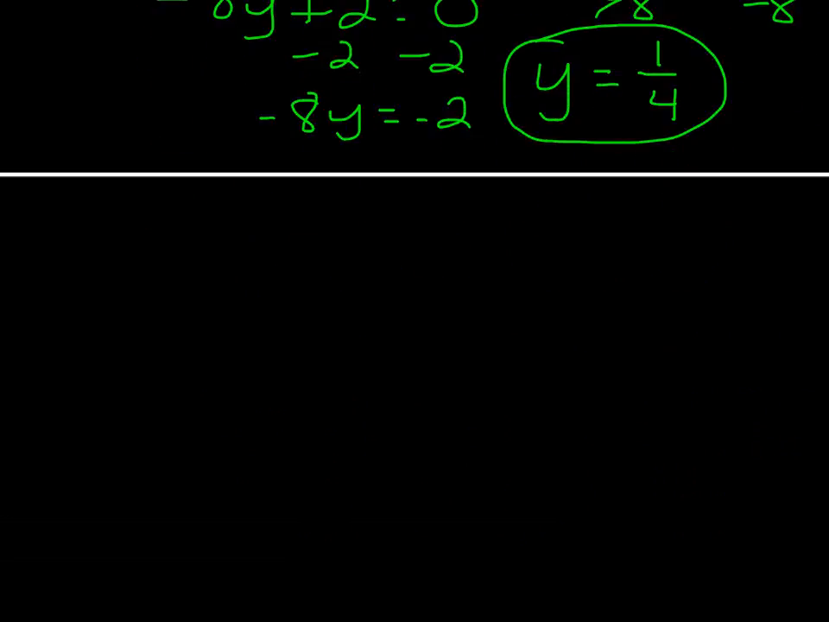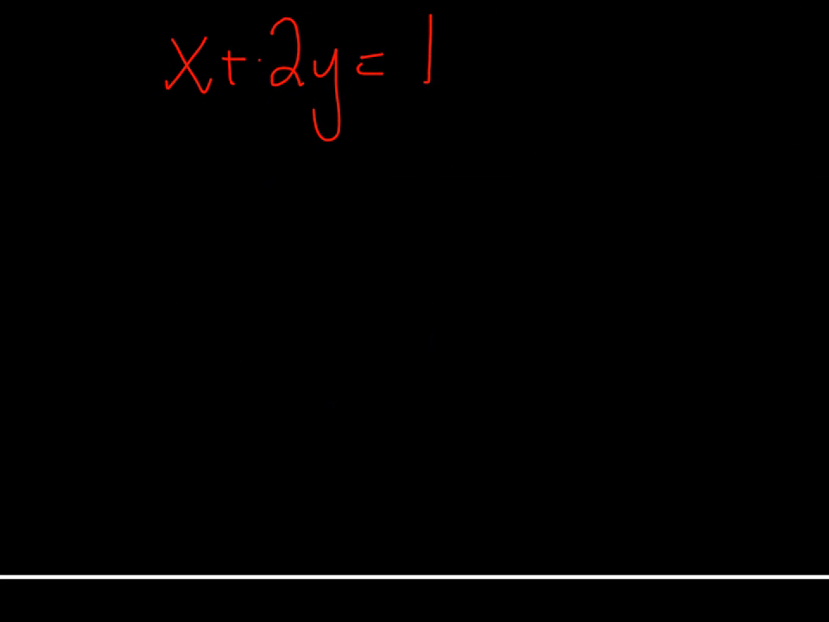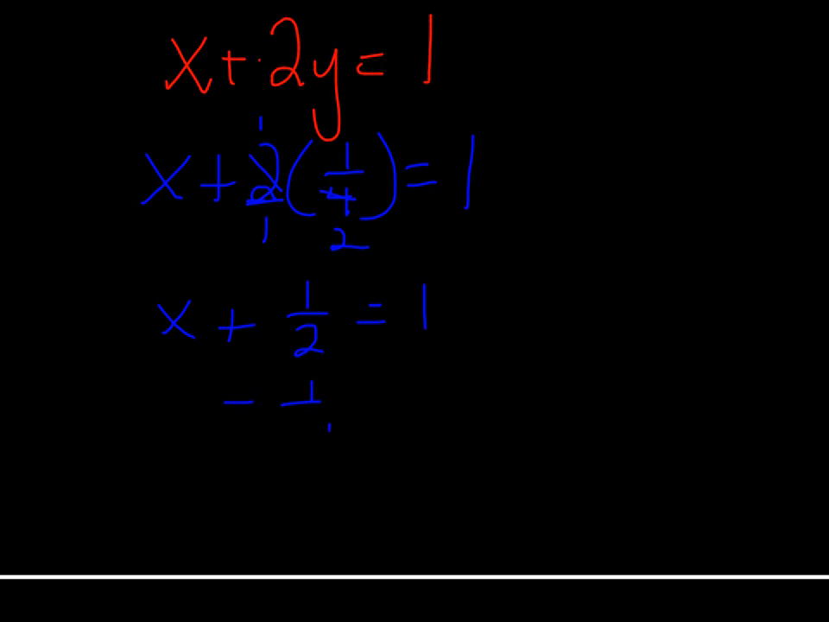So x plus 2y equals 1. I'll fix that plus sign. And then y was 1/4, so I'll plug that in where the y is. So I'm going to have x plus 2 times 1/4 equals 1. And I can put that over 1. Cancel that, and I end up with x plus 1/2 equals 1. And then to solve for x, I'm just going to take away a half from both sides, and 1 minus 1/2 is a half. So that's all there is to it.